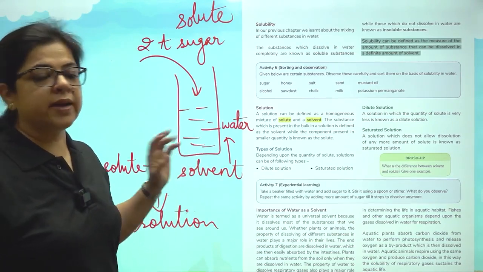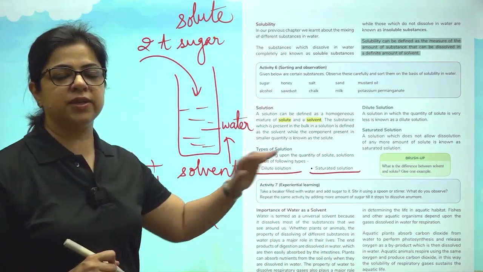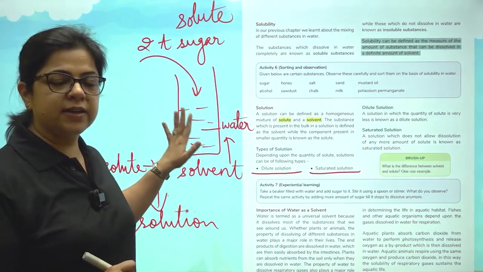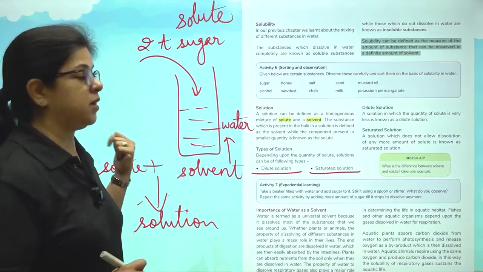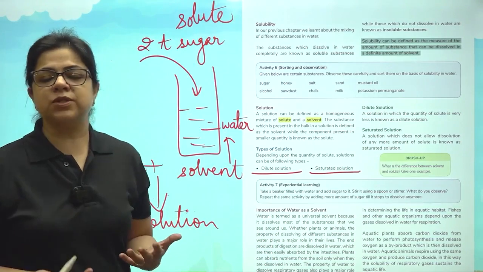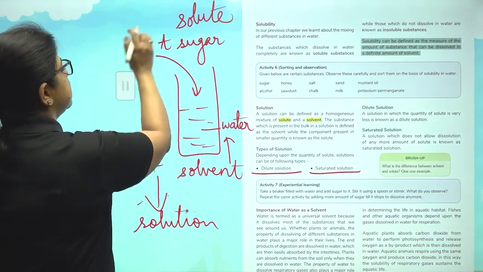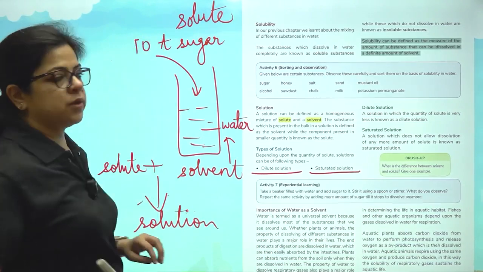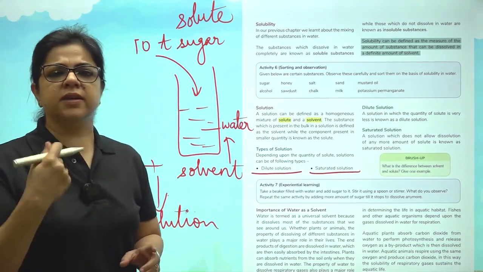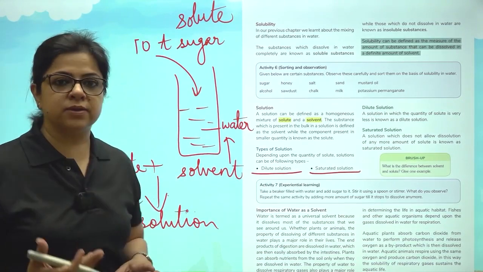There can be two types of solution. First is a dilute solution. Second is a saturated solution. Now, let's continue understanding with this example only. So, if I add 2 teaspoons of sugar in a glass of water, it is going to mix very well. Now, let me change this amount to, say, 10 teaspoons of sugar. If I continue stirring it, then maybe at some point in time, the sugar will dissolve.